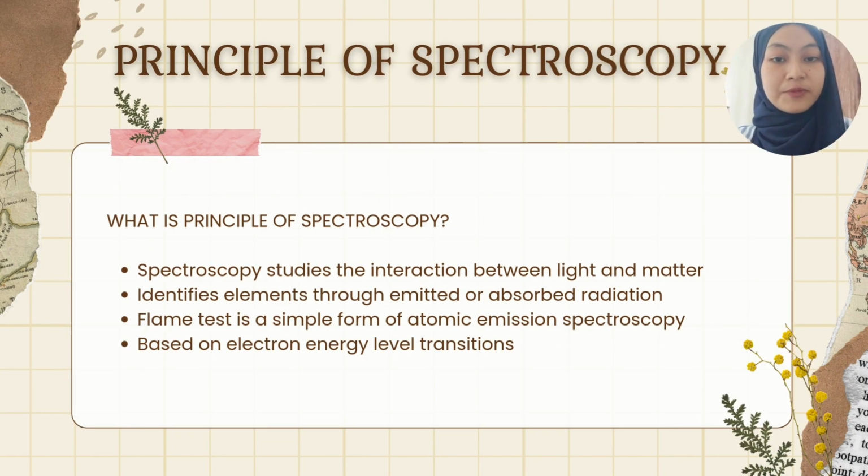The next one is principle of spectroscopy. Spectroscopy is a technique used to study how light interacts with matter. It helps us identify elements based on the light they emit or absorb. A flame test is a simple example of atomic emission spectroscopy, where we observe the color produced by elements in a flame. The principle behind this is that electrons in atoms occupy fixed energy levels, and the light we see comes from the electrons moving between them.